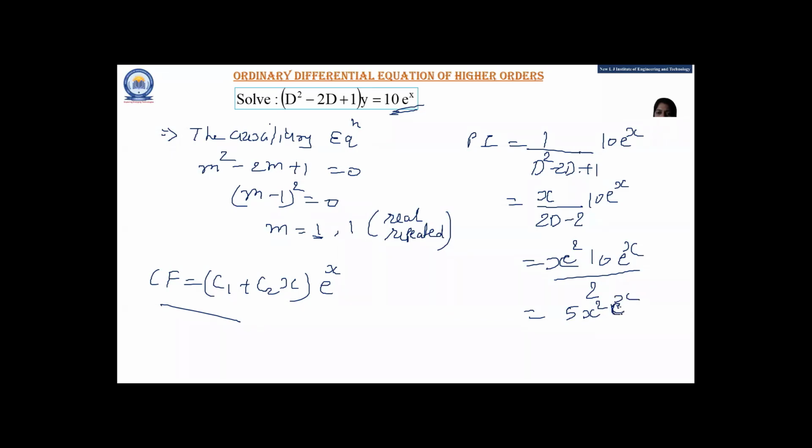This is my PI. So as per the general solution, CF plus PI, my CF is C1 plus C2x e raised to x, and your PI is 5x square e raised to x. Okay, students, any doubt about this example?